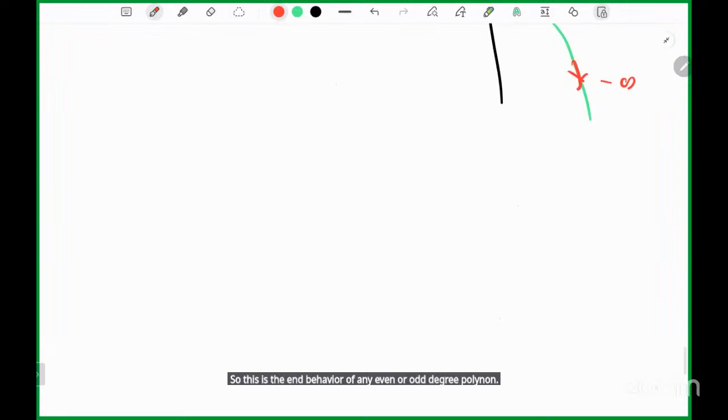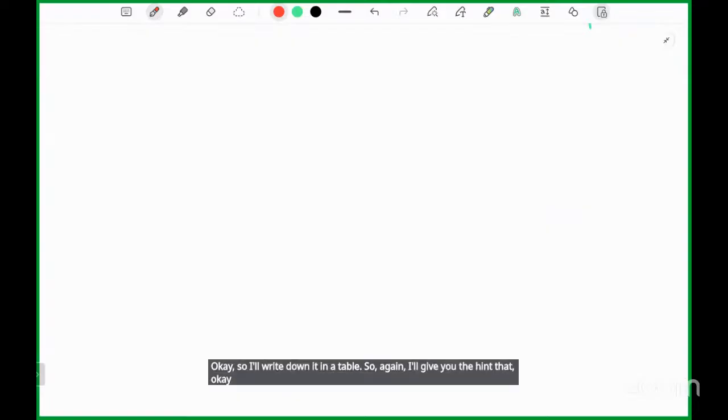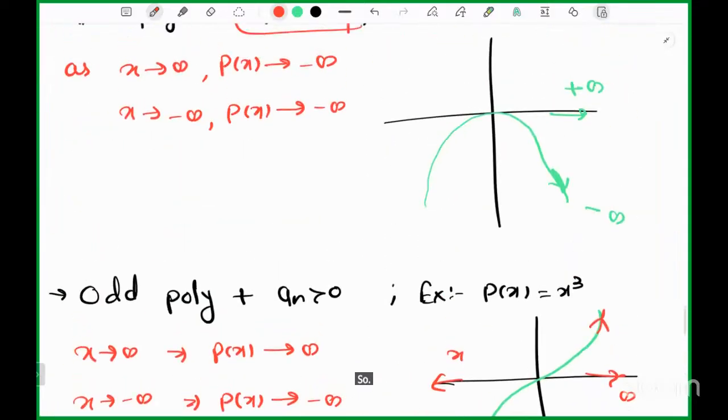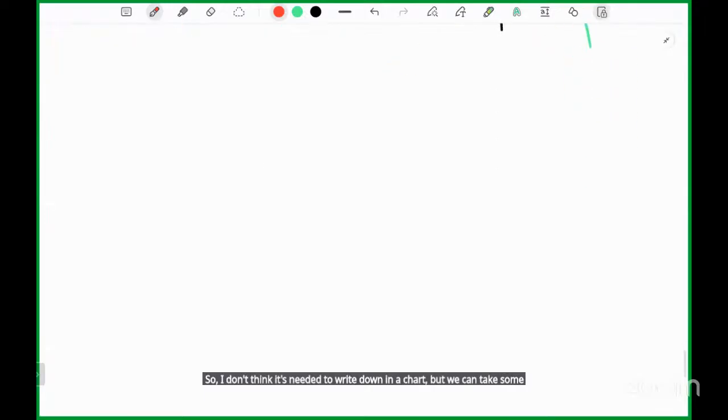Okay, so I'll write it down in a table. Again, I'll give you the hint: always consider the graphs of x square, minus x square, x cube, minus x cube, whenever you feel confused about the end behavior of any polynomial. I don't think it's needed to write it down in a chart, but we can take some examples. Okay, so I'll ask you a question.